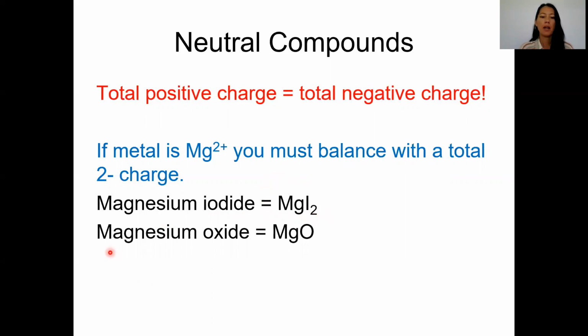for magnesium iodide. If I wrote magnesium oxide and it asked you to write the formula, you would write Mg2+ first and know that you pair with the O2-. Those are already balanced with charges. So then you already have MgO. You don't need to do anything else.